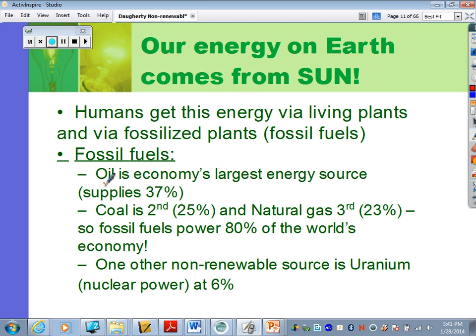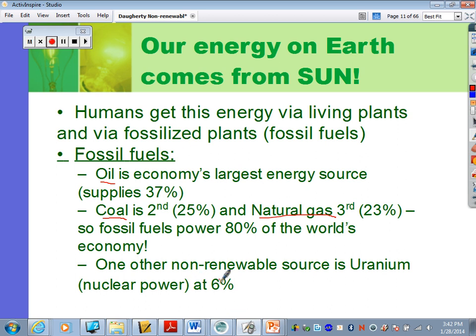So again, here we have oil, coal, and natural gas. Those are the big guys. It says the oil is the economy's largest energy source. It supplies us with 37% of our energy. Coal is the second with 25%, and natural gas is the third with 23%. So we can say collectively fossil fuels power 80% of the world's economy.